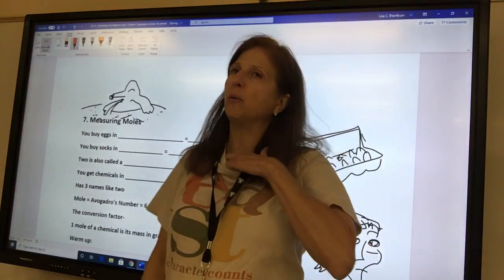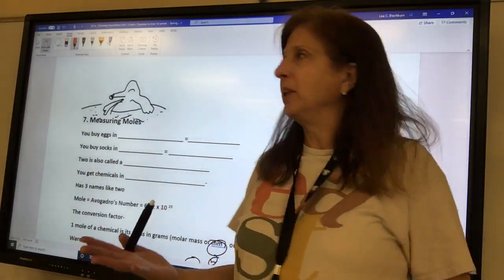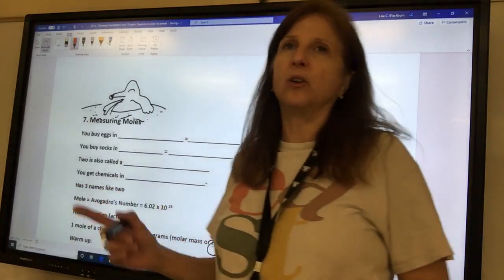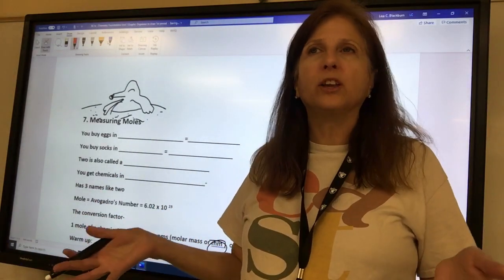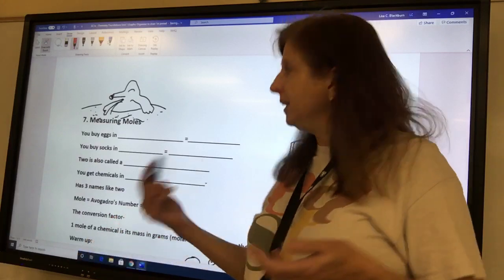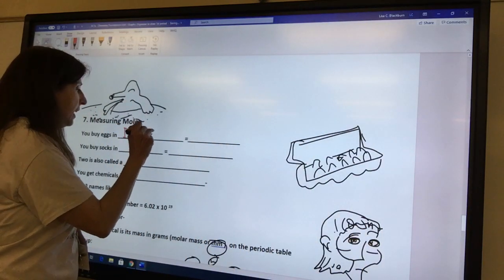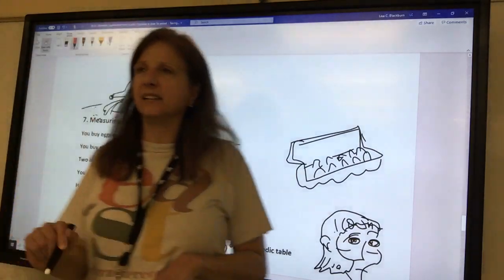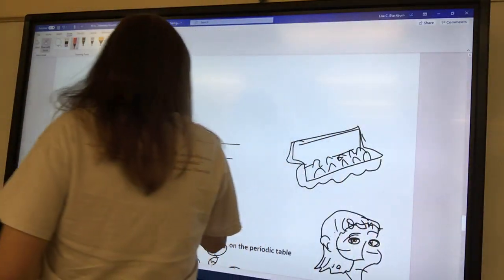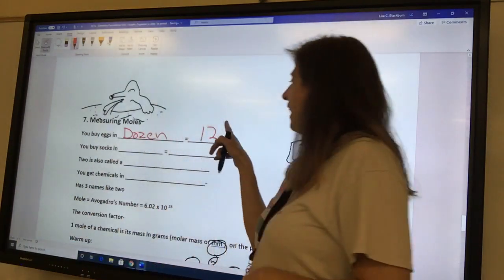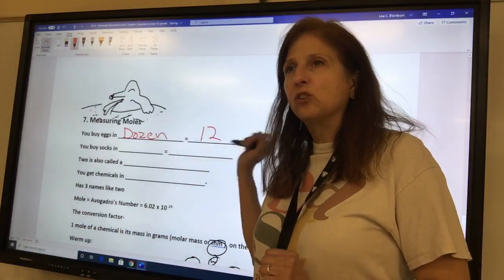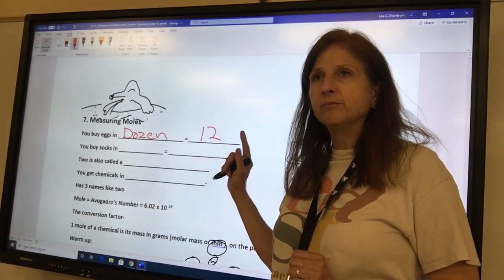So moles is how we measure things in chemistry. When you go buy eggs at the grocery store, what unit do you buy them in? A dozen, right? So we have a word, dozen. And how many is a dozen? 12. So this word, dozen, has a numerical meaning, 12, right?